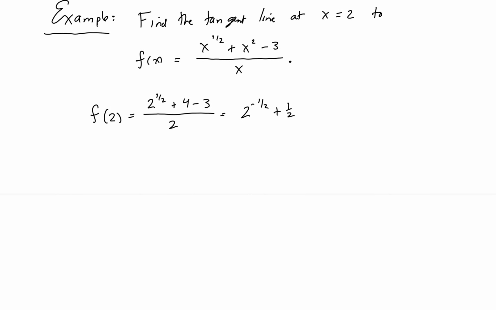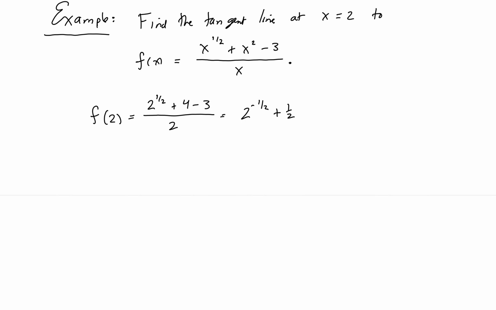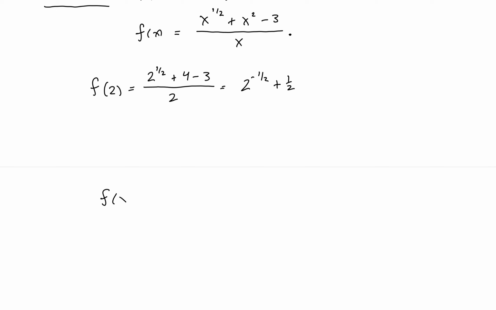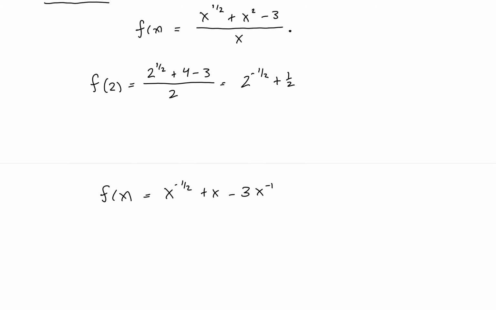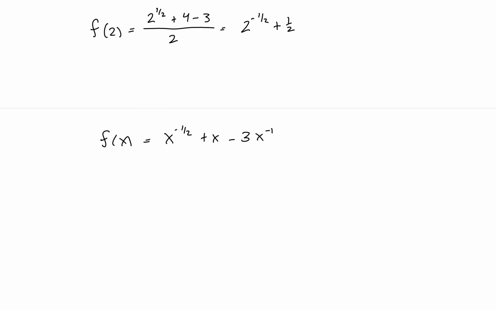And now for the second part, we want the derivative. Now I don't know how to take a derivative if I've got a quotient of functions. We haven't learned that yet. But what we can do is simplify f a little bit by just dividing the x through. So I'll have an x to the minus 1/2 plus x minus 3x to the minus 1. And now this is a sum of different powers of x. So we can use the power rule to take this derivative. So we have minus 1/2 x to the minus 3 halves plus 1 plus 3x to the minus 2.